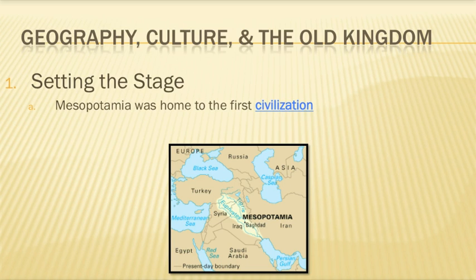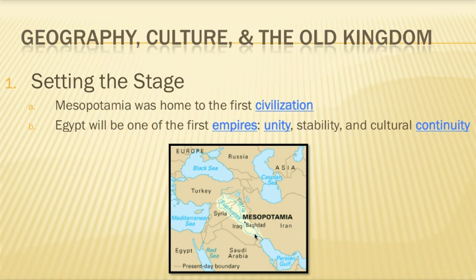Let's set the stage. We know that Mesopotamia was home to the first civilization. We had talked about that. We've got the Fertile Crescent right in here. Sumer right in there was the first civilization. Talked about the city of Ur. But now we're going to take it a little bit further with the Egyptians. Egypt will be one of the first empires, and not necessarily the first, as we've debated that, but we know it'll be one of the biggest and best due to its unity, stability, and cultural continuity.